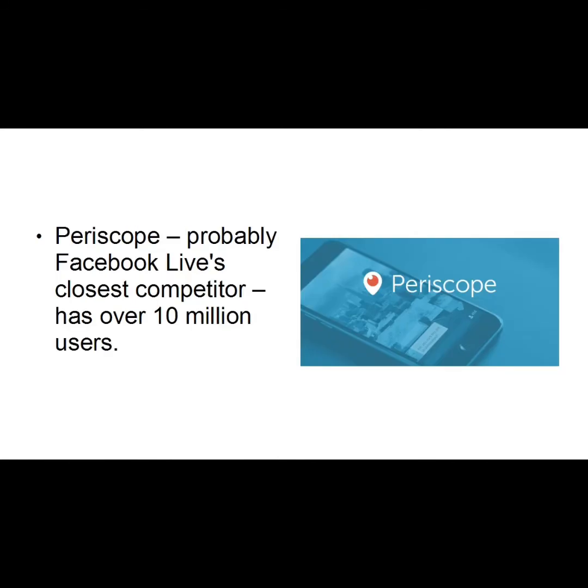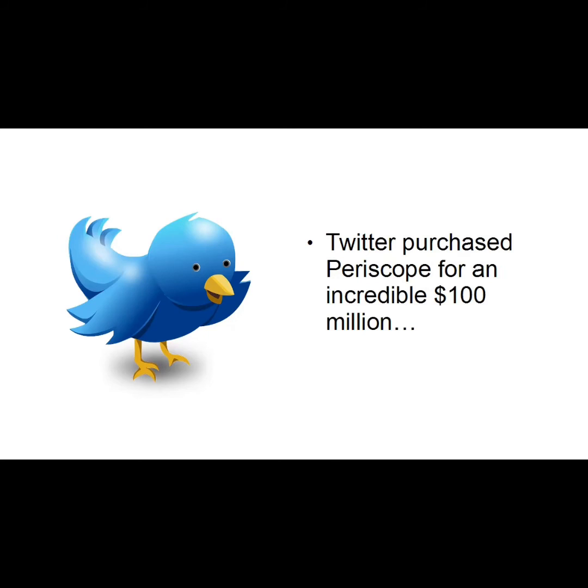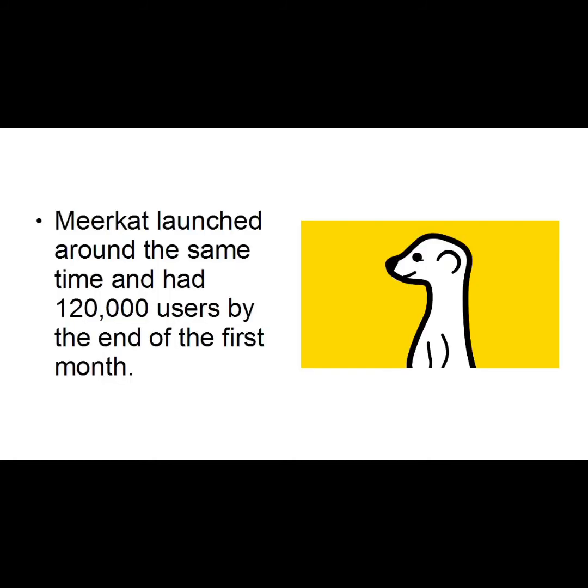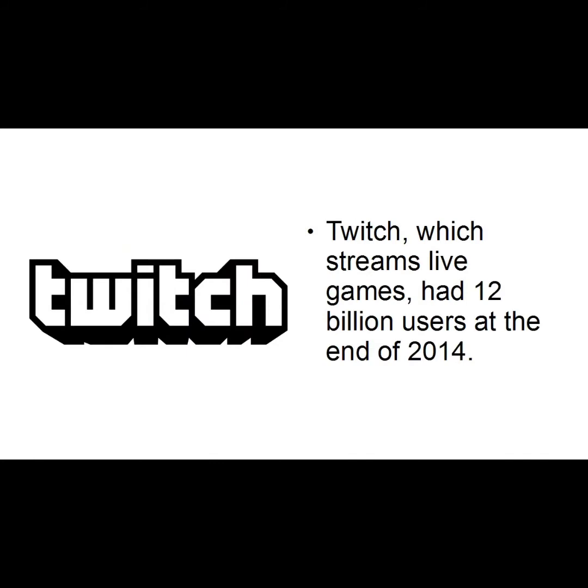Now, Periscope, which is probably Facebook Live's closest competitor, has over 10 million users. And Twitter purchased Periscope for an incredible $100 million before it launched. So you can see that Twitter saw the power of live streaming before Facebook did in many ways. Meerkat launched around the same time, and it had 120,000 users by the end of the first month. Twitch, which streams live video games, had 12 billion users at the end of 2014. That's the last figures that are available. But you can bet it's probably more now.